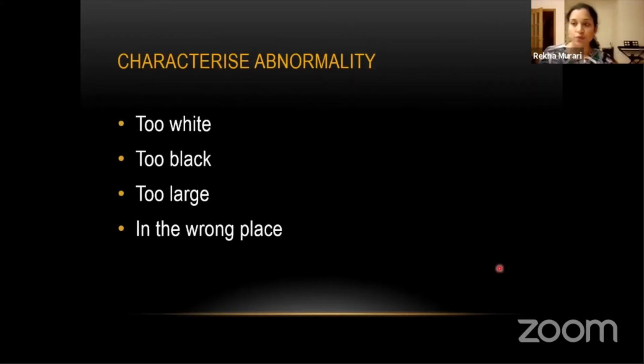So generally, when we look at a chest x-ray, if there was an abnormality, you can characterize it into being too white or too black or too large or in the wrong place. So I think most of the abnormalities in the lungs, we can fit them into one of these categories. So when you look at an x-ray, you can first determine, is there an abnormality? Is it too white? Is it too black? Is it too large or in the wrong place?